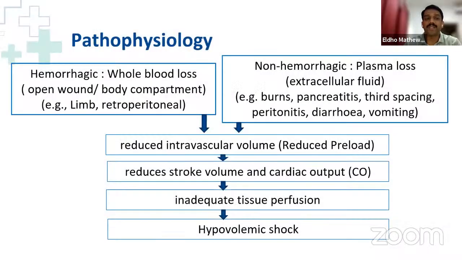So coming to the pathophysiology, we can classify it as hemorrhagic and non-hemorrhagic. In hemorrhagic, whole blood loss happens due to a wound, and in non-hemorrhagic, plasma is drawn from the compartment because of burns, pancreatitis, third-space loss from peritonitis, diarrhea, or vomiting. This leads to reduced intravascular volume, or reduced preload, which further leads to reduction of stroke volume and cardiac output, and inadequate tissue perfusion, and finally shock.